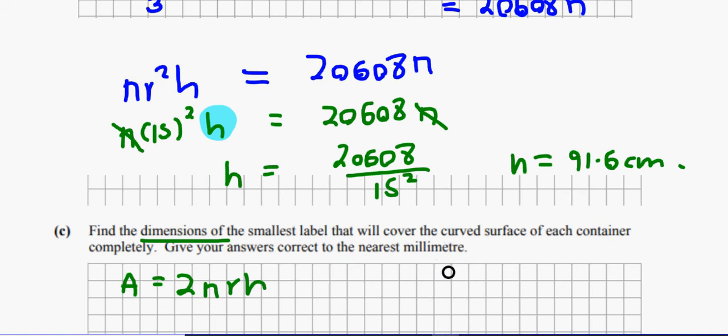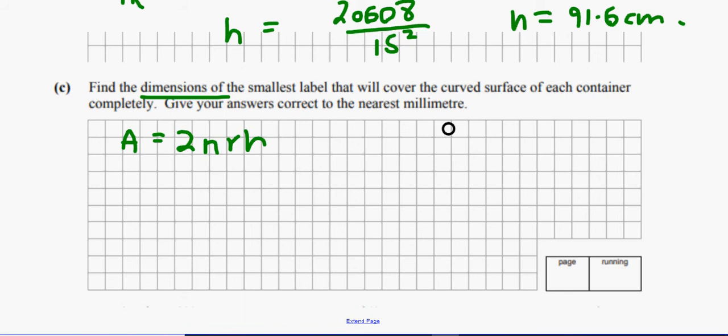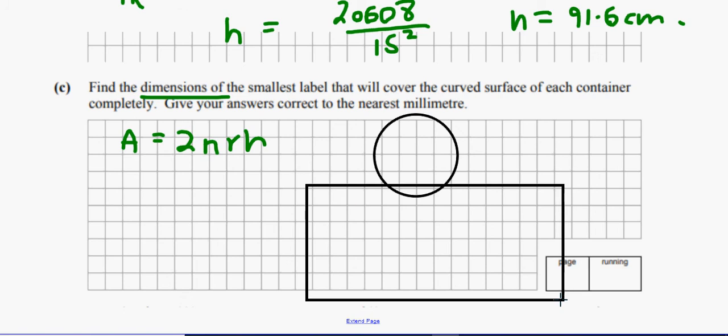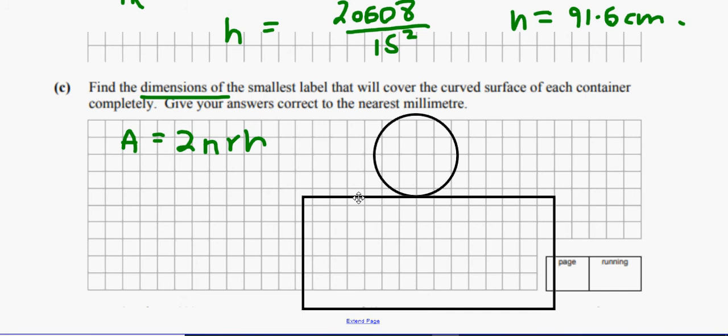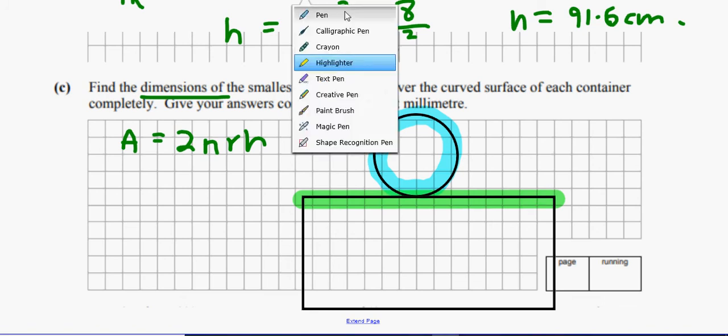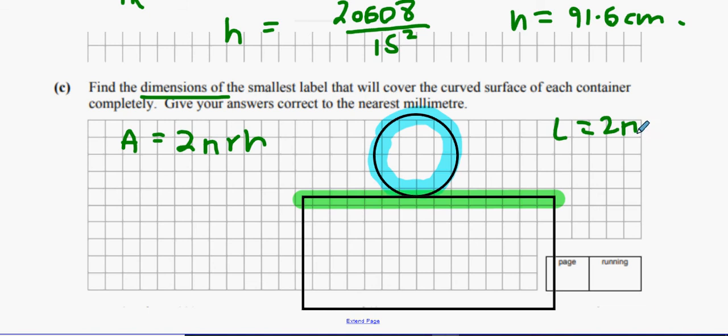All right, let me explain this. Here is the net of a cylinder. Now, for this to work properly, the edge here, when you put it into a cylinder, has to be the same as the circumference of the circle. So the circumference of the circle, which is this part here, has to be the same length as the green part here. Have we got that? Blue equals green. And blue is 2 pi r.